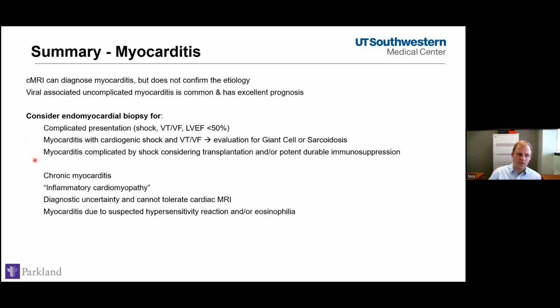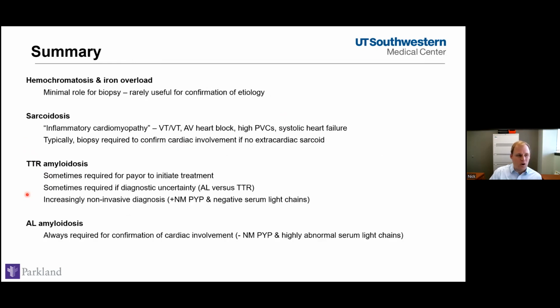For patients with complicated or high-risk presentations with cardiogenic shock, VT, VF, or heart block, it's very reasonable to biopsy them or have a low threshold for biopsying those patients. Again, chronic myocarditis or concern for hypersensitivity or sarcoid are reasons to biopsy. There's no role in hemochromatosis for biopsy, sarcoid we touched on, and TTR increasingly is a non-biopsy diagnosis. But for AL, you're almost always going to require cardiac confirmation, so biopsy really is the urgent, steadfast way to diagnose those patients.